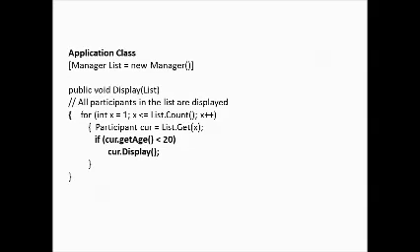In this case we don't want to display all the elements, we only want to display those participants who are younger than 20. So we need to build in an if statement that says if the age of the current one we're looking at is less than 20, then we display that participant's details.